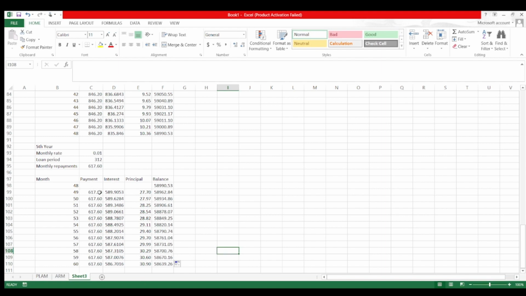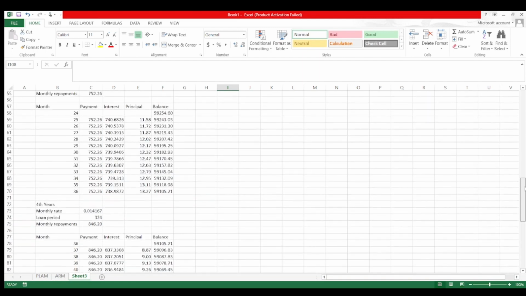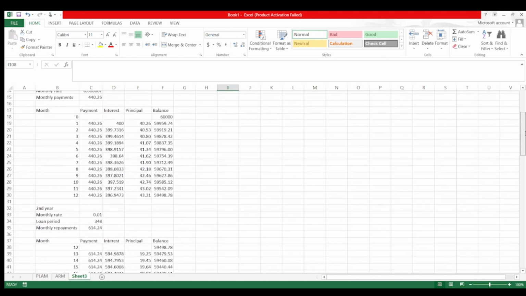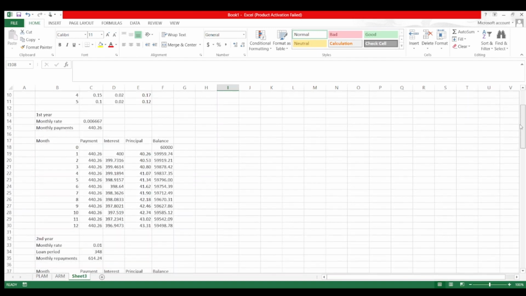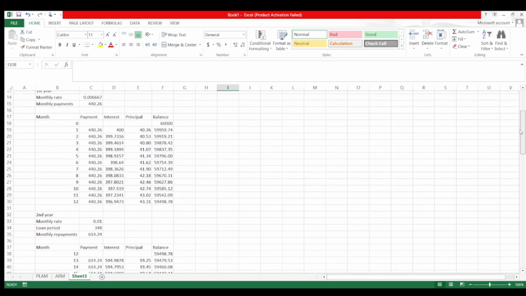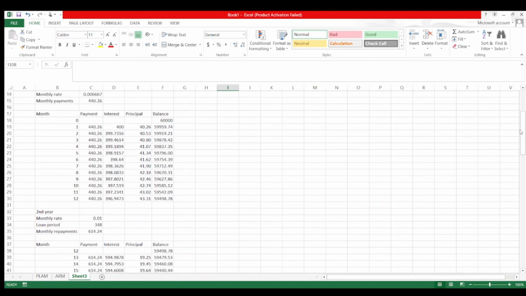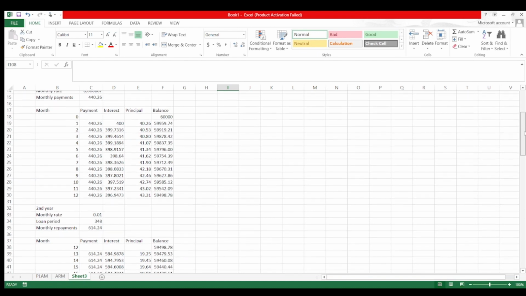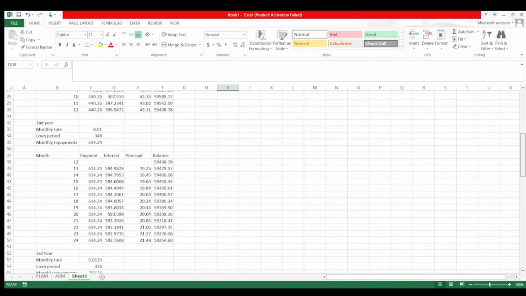So with this information, we now know the loan balance at the end of each period and the different monthly repayments. So this is what usually happens once your rate is adjustable. Each year or each change in the interest rate affects a change in your monthly repayments and subsequently a change in your loan balance over the loan period.